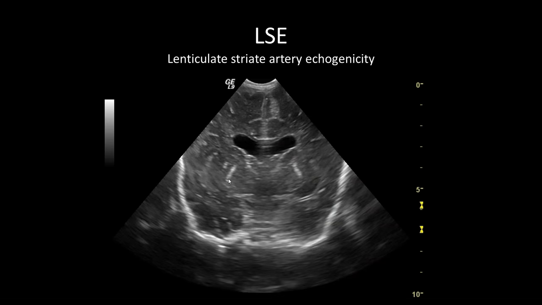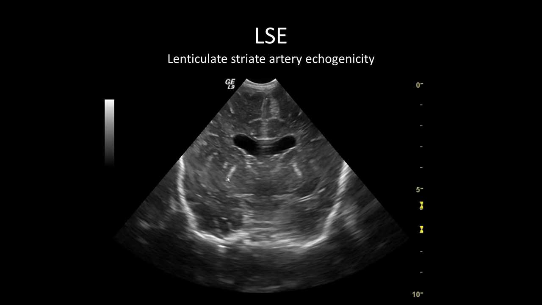So this is lenticular striate artery echogenicity. And this is of unknown origin. It's really not clear what causes this. It's very commonly seen in the preterm infant when they're gradually getting towards term. I think the most important thing to know is that lenticular striate artery echogenicity is really not associated with any significant long-term outcome issues for the preterm infant. It has no good correlation with long-term development.